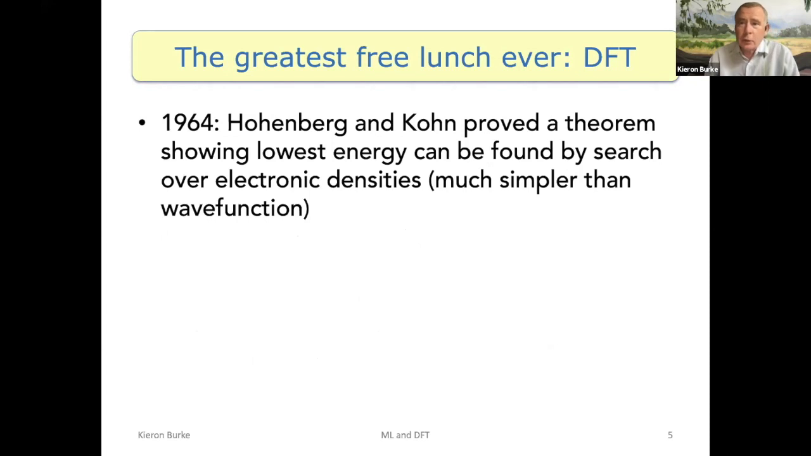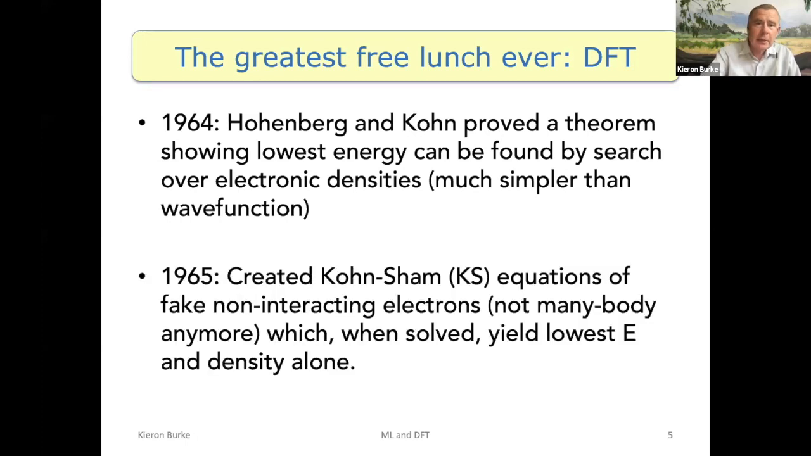Okay. So in some ways, one of the greatest free lunches ever was this creation of density functional theory. So that's my area. That's what I'll talk about. So in '64, Hohenberg and Kohn proved this very abstract theorem that has very little direct content, but that you can, in principle, get the energy from a variational principle based on the density. But much more practically important was the creation of the Kohn-Sham equations the next year, so that you could replace your density functional calculation by an orbital calculation. And you would only need to approximate a very small fraction of the entire energy.